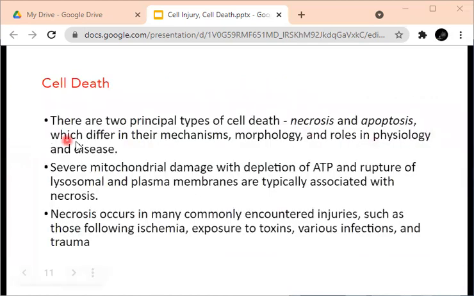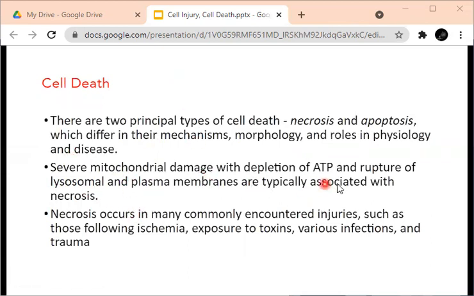All right? So as I have said earlier, there are two principal types of cell death, no? We have necrosis and apoptosis, or some call it apoptosis. But allow me to say it as apoptosis, okay? They differ in their mechanisms, morphology, and roles in physiology and disease, okay? Usually necrosis is more in the pathologic, no? Although apoptosis can be in pathologic, but also in physiologic responses or conditions, apoptosis is the predominant type of cell death, all right?